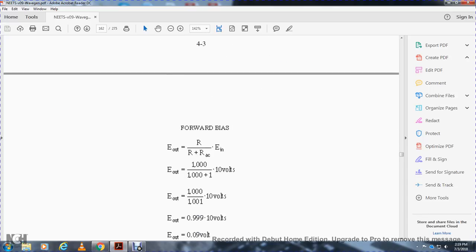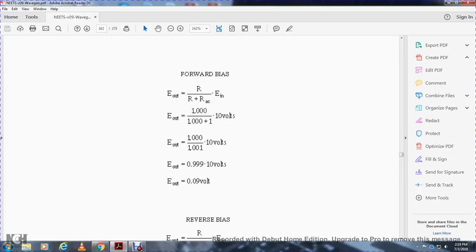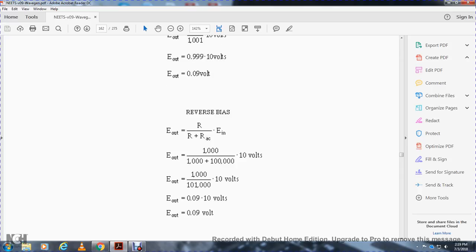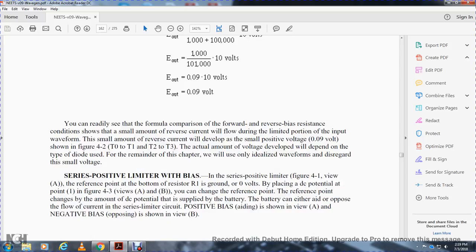Forward bias: the output voltage equals the resistance over the resistance plus the AC resistance, times the input voltage, which gives you 0.09 volts. Reverse bias: the output voltage equals the resistance over the resistance plus the AC resistance, times the input voltage, which gives 0.9 volts. You can readily see the formula comparison.